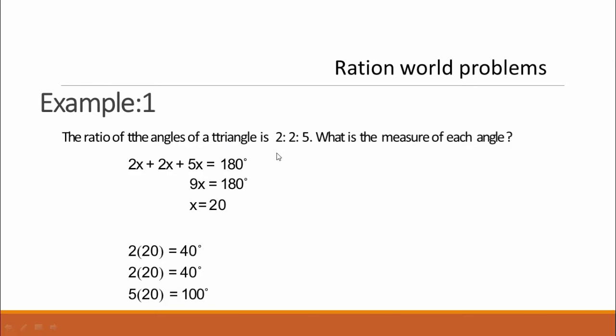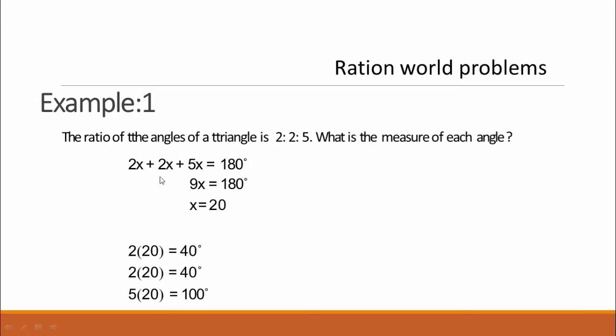Suppose in this example the measure of one angle is x. Then the measure of the first angle will be 2x, the second angle will be 2x, and the third angle will be 5x. So the sum of the ratios is 2x plus 2x plus 5x, and this equals the total measure of the angles of the triangle, which is 180.